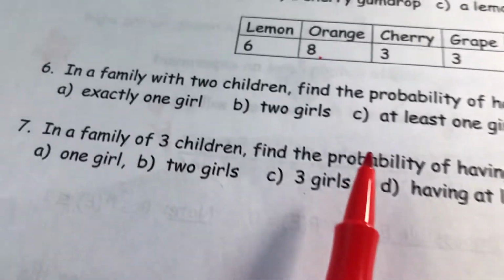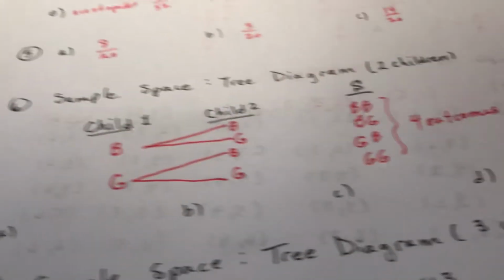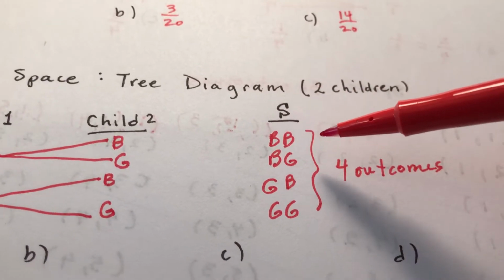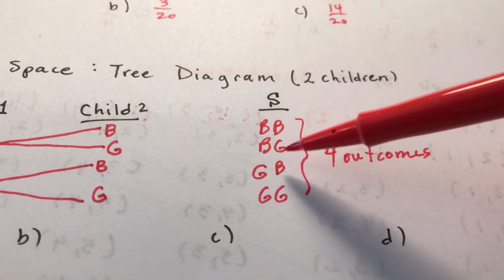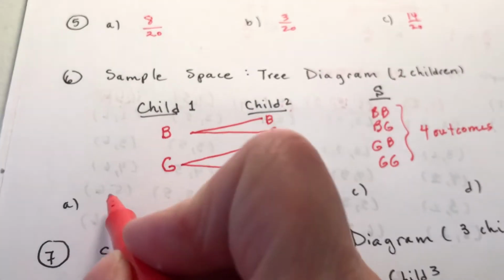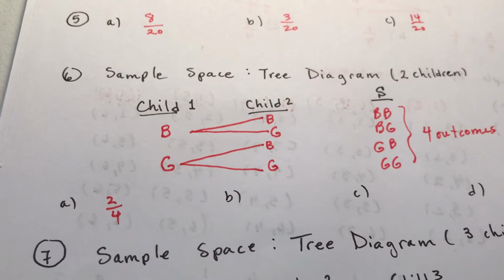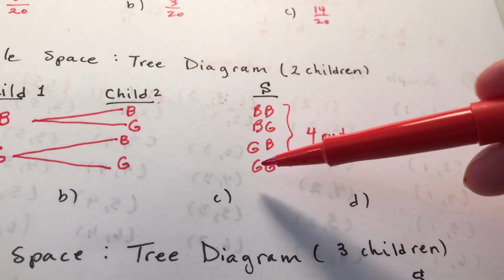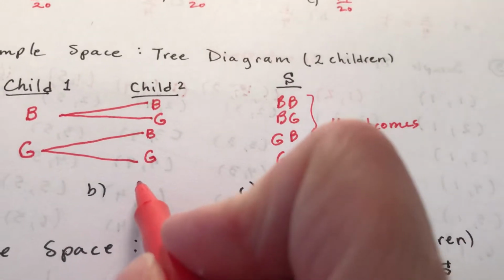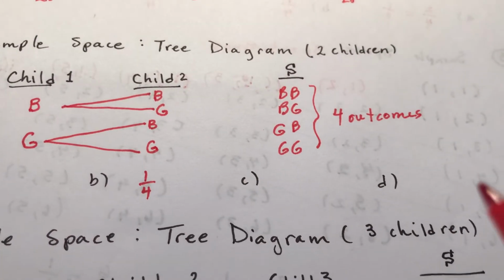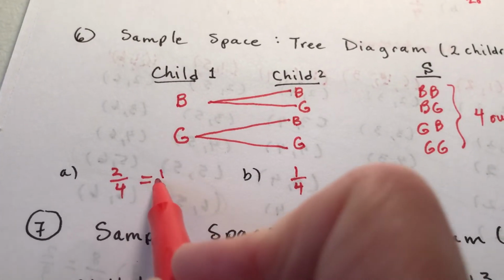It says, what's the probability of having exactly 1 girl? So we're going to come through here and look which one's exactly 1, these 2. So 2 out of 4. Then it says B, 2 girls. What's the probability of having 2 girls? Girl, girl. So that's 1 out of 4. And I'll come over here. Yes, that should be 1/2.